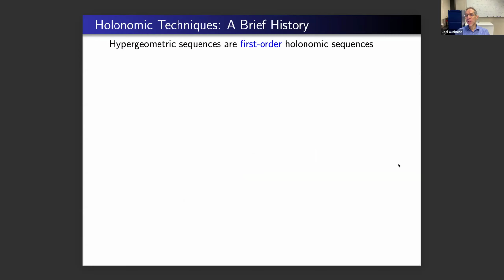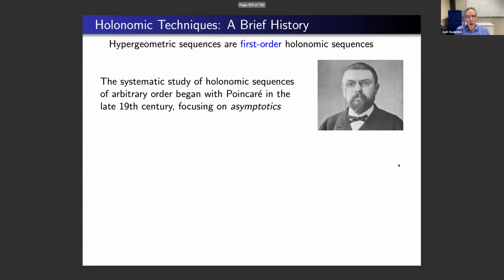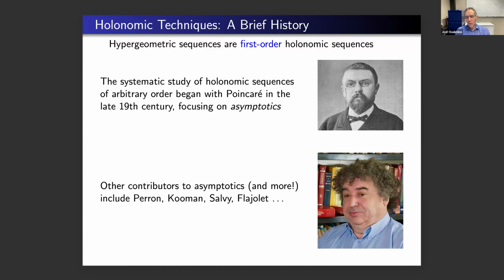Now, hypergeometric sequences are merely first-order holonomic sequences, in the sense that every term depends only on the previous term, right? So it's not like even Fibonacci is second order. And the systematic study of holonomic sequences of arbitrary order began much later with Poincaré in the late 19th century. And what he was really interested in was asymptotics. Asymptotically, how do these sequences grow? And many other people contributed to this since: Oscar Perron, Coman, Salvi, Flajolet, who's depicted here.